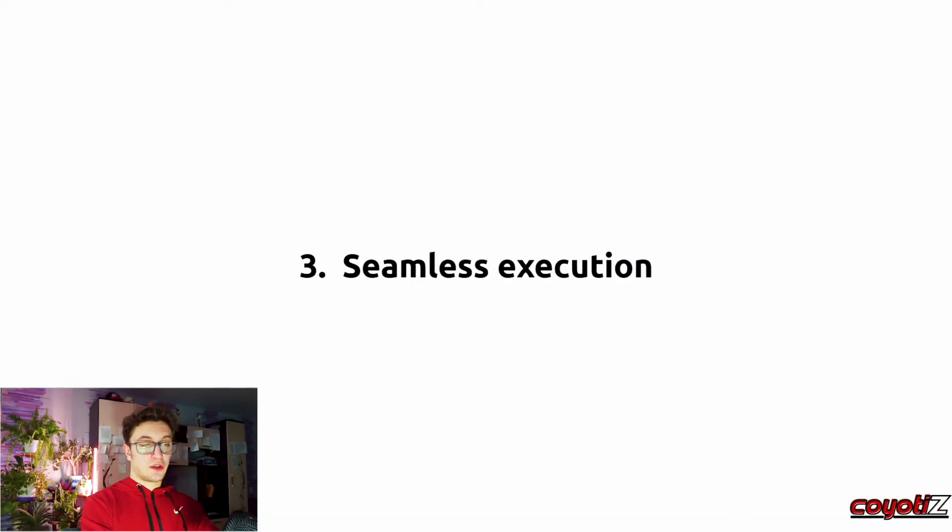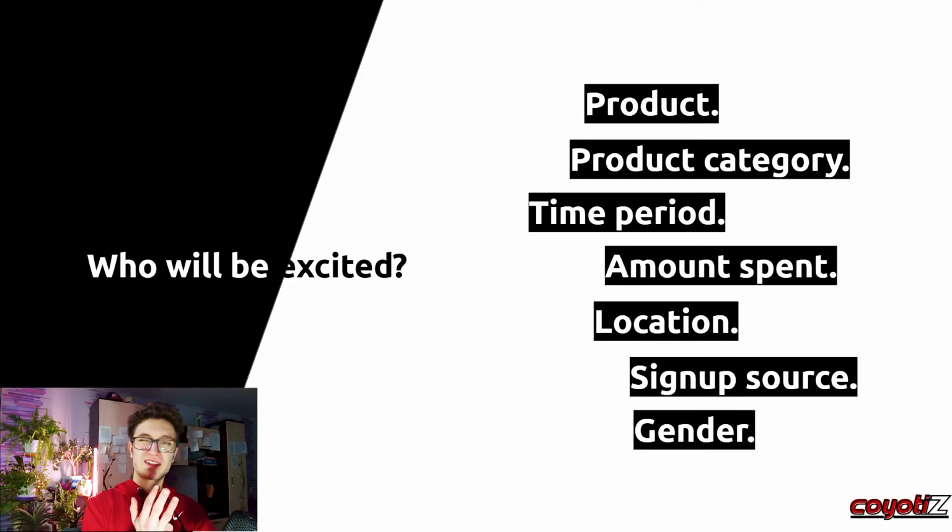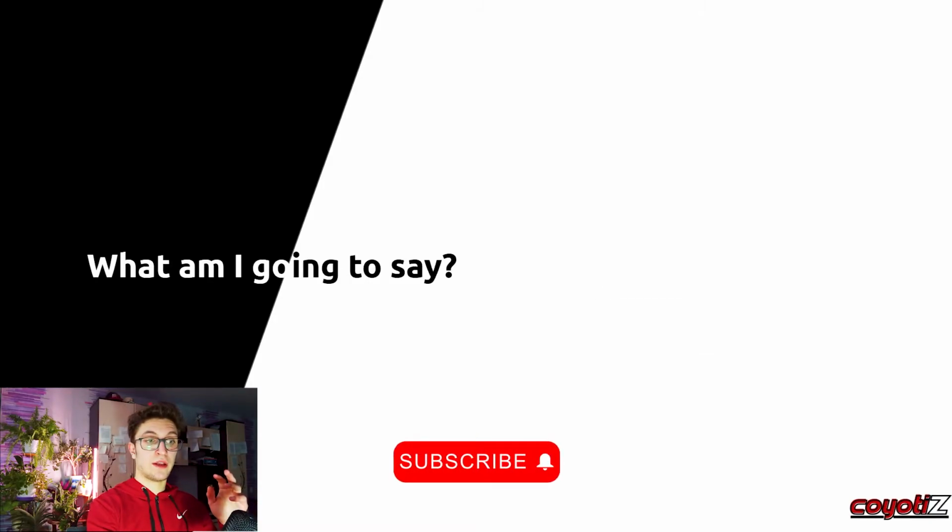Now, seamless execution. We've talked about the agenda here. Now let's talk about how we're going to execute on it. Who will be excited? That's the first question you need to ask. So the product category, the time period, amount spent, location, sign up source, the gender. We need to really know what product they are buying, what category, what time period, amount spent, location, all those things. Sign up source, a really important one.